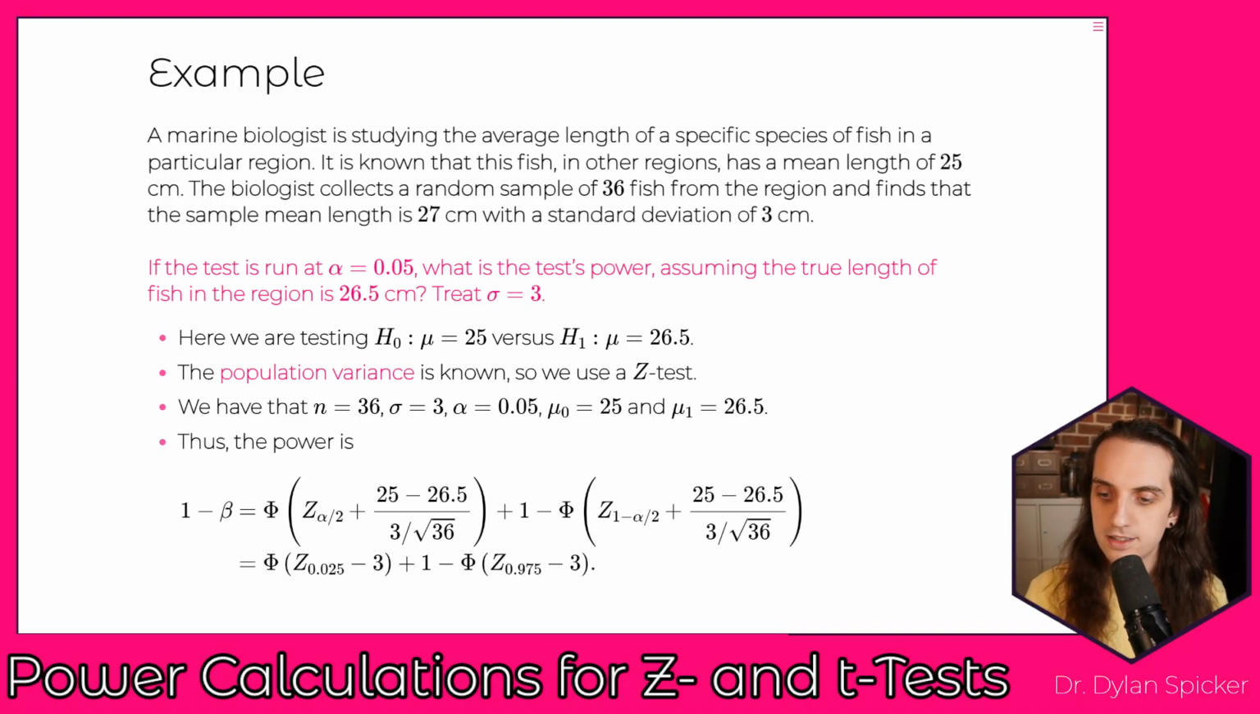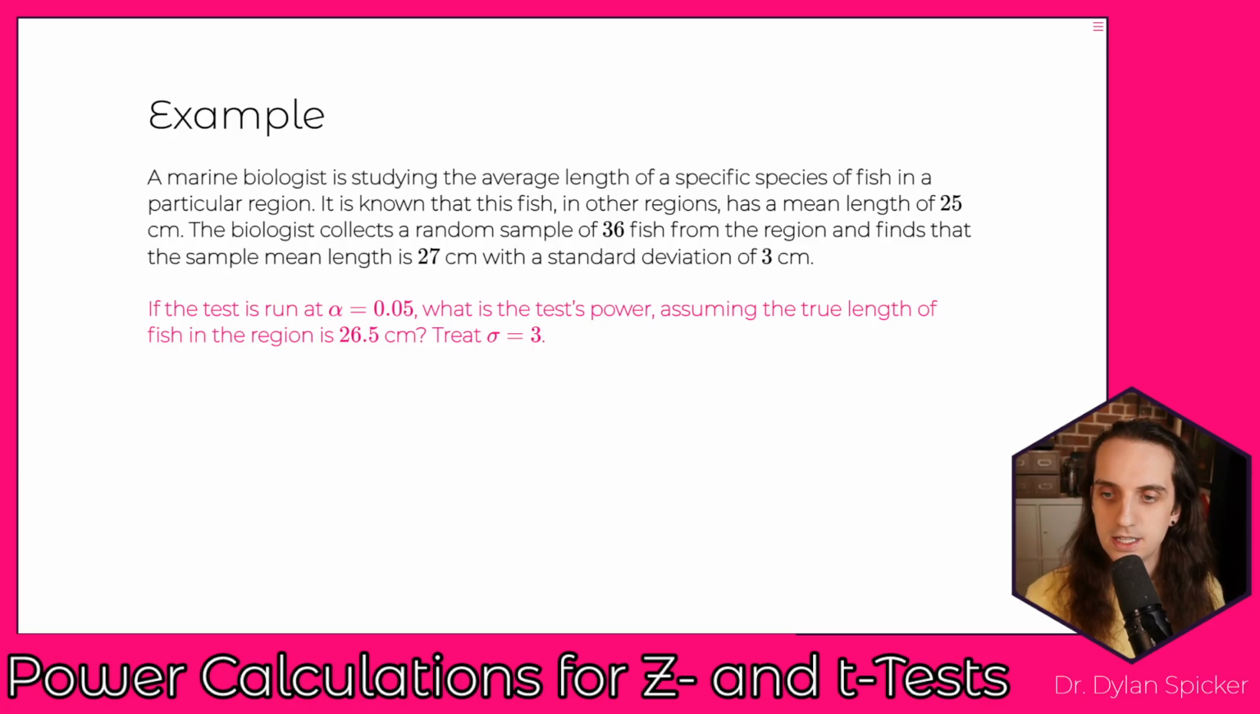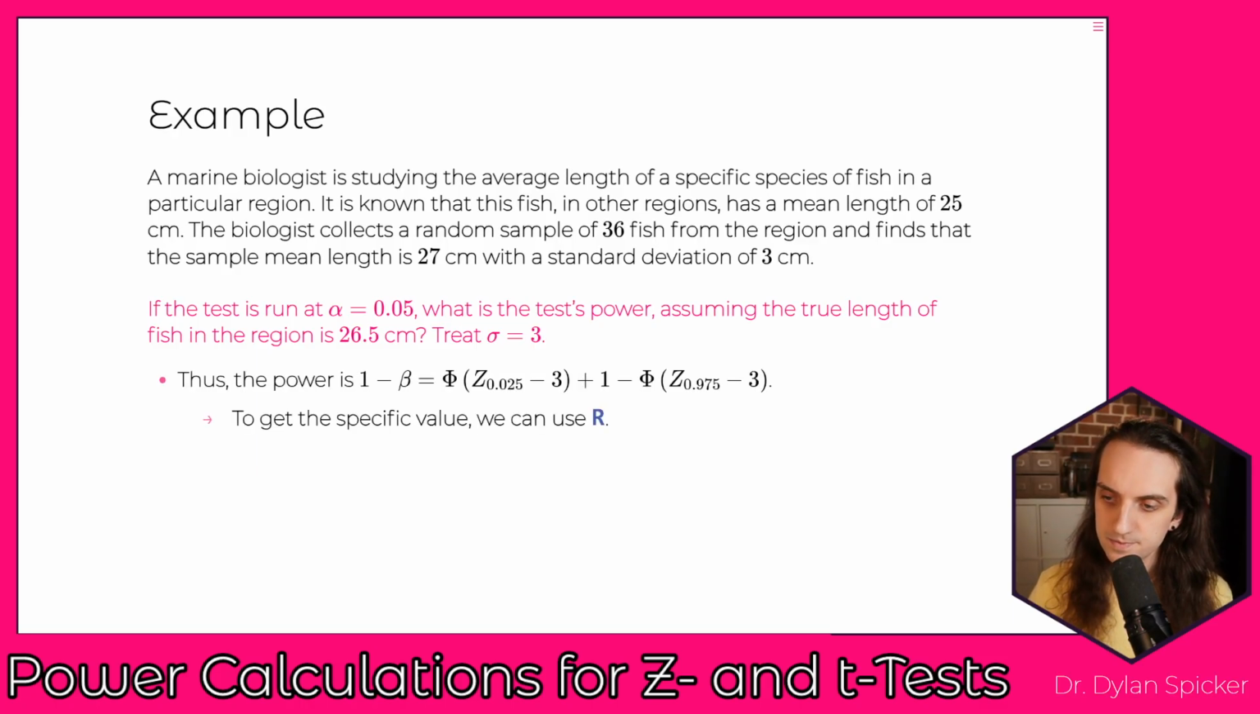Once again, we're plugging into the formula, right? So we're taking our z critical value plus the same difference we were looking at before, right? This works out to be phi of the critical value minus 3 plus 1 minus phi of the critical value minus 3. And so once again, if we actually want to get a number out of this, we can turn towards R.